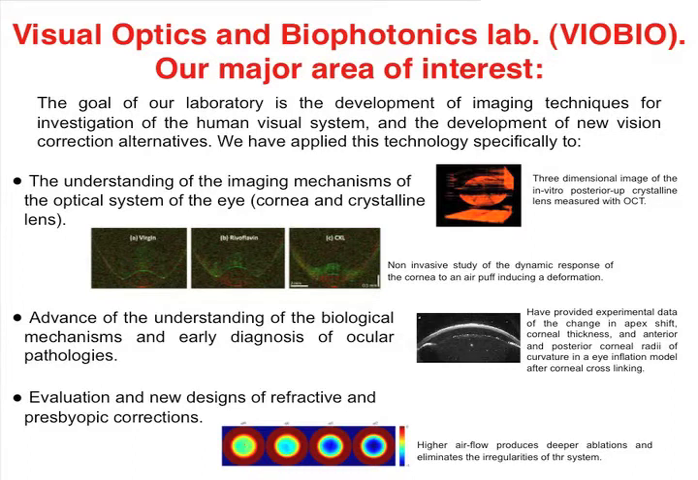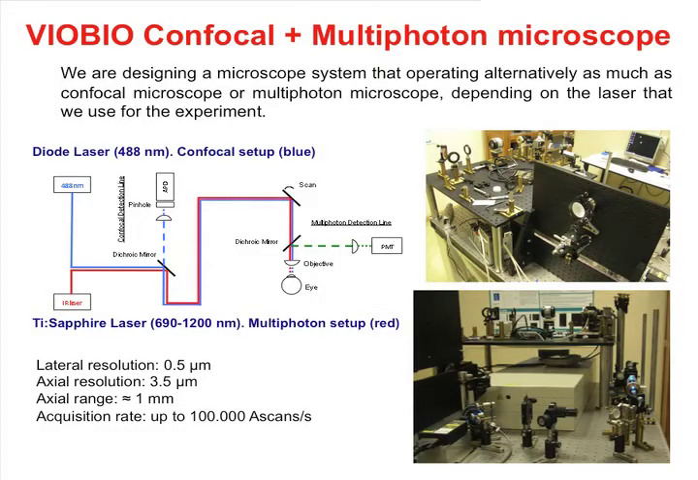For example, we have provided experimental data of the change in apex shift, corneal thickness, and anterior and posterior corneal radius of curvature in an eye inflation model after corneal cross-linking, and evaluated new designs of refractive and presbyopic corrections, such as the effect of the airflow produced in the ablation process in refractive surgery. That is why an important line of our research is based on imaging the different ocular components, such as the capsule, which covers the eye lens. The idea for our laboratory is to design and assemble an optical microscopy line to study these tissues, their structure and properties.